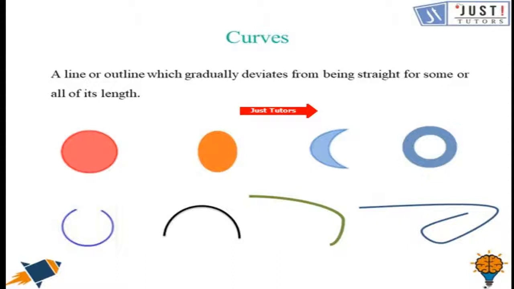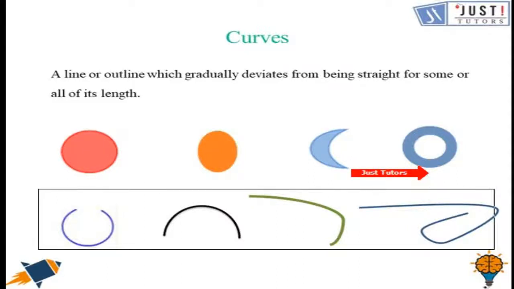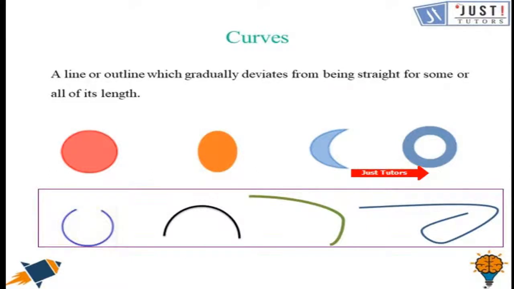So curves are of two types: open-ended curves and close-ended curves. If you look at the first shape, which is a circle, that's an example of a close-ended curve. The same goes for oval. The same goes for these two shapes. And if I talk about these shapes, I'll just put a box around them. These are also examples of curves, but these are called open-ended curves.